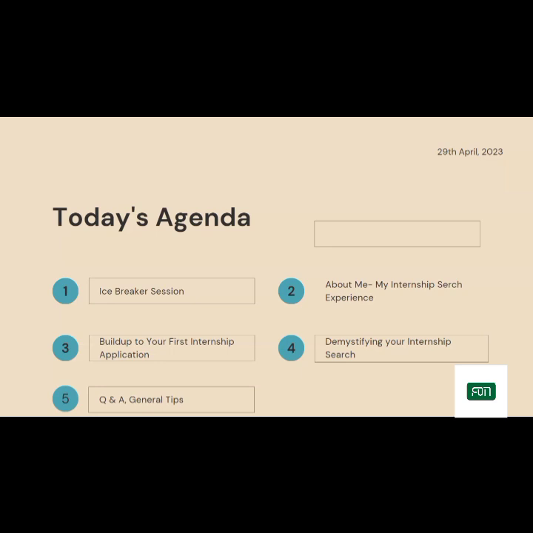So if you have gotten one, let me know. If you have not gotten, let me know. If you're still applying, let me know. If it's difficult to apply, let me know so that I can know the areas that I would concentrate more on during this session. So I'll be looking at the chat just to know.